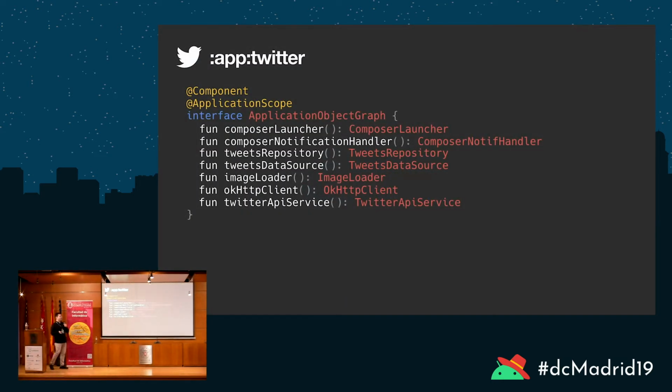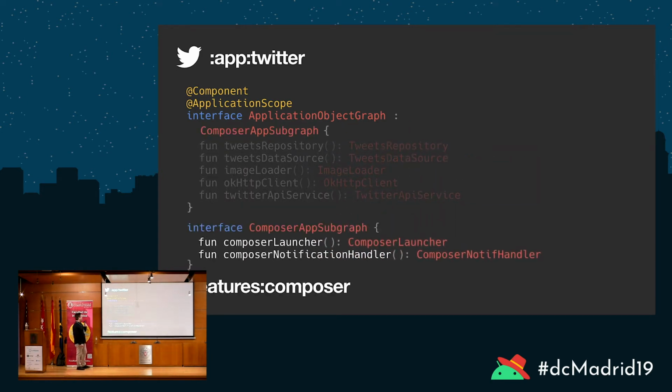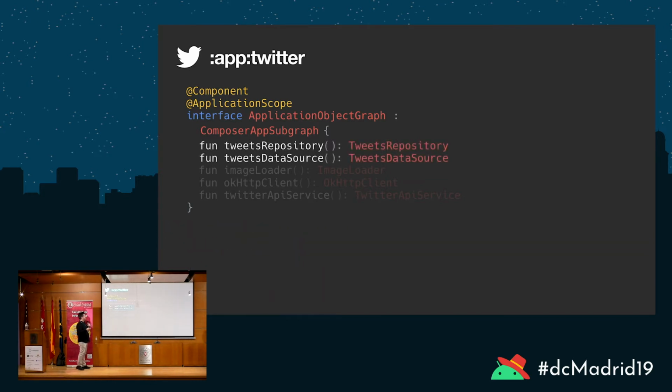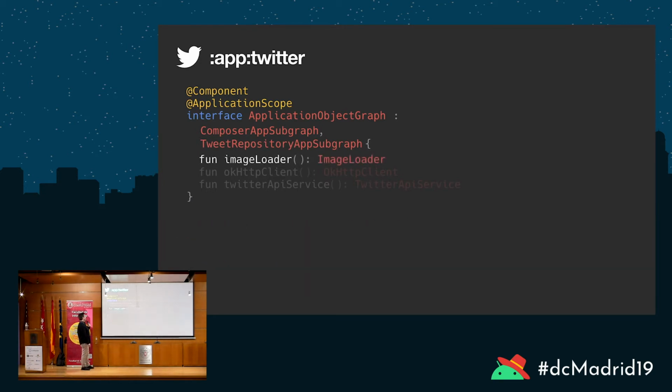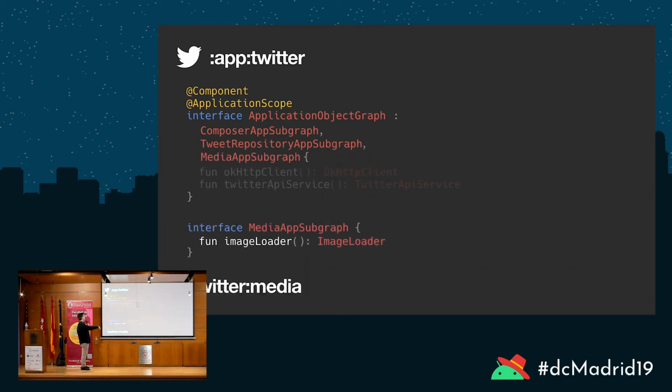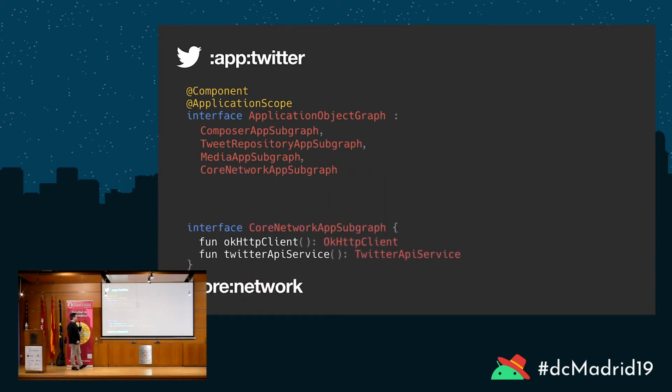So for example, let's see how we would break down a slightly smaller graph, for the sake of you being able to see it. We'll take the composer app subgraph into an interface. We will have the application object graph extend it, and we would move this new interface to features composer. We would do the same thing for everything. For example, for the tweet repository, we will move it to the tweets subsystem. Then the image loader would be moved, and we would add the subgraph to the extension list of the application object graph. And same thing for the core network stuff.